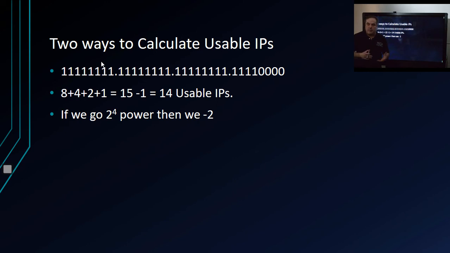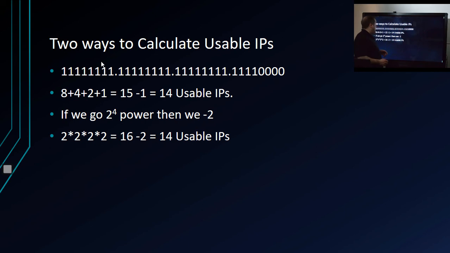However, there's a second way to calculate how many usable IP addresses we have, and that's by going to the power of 2. But with the power of 2, we end up with a different amount of IP addresses. 2 times 2 times 2 times 2 equals 16 rather than 15. So we need to subtract 2 IP addresses to get the same 14 IP addresses that are usable.